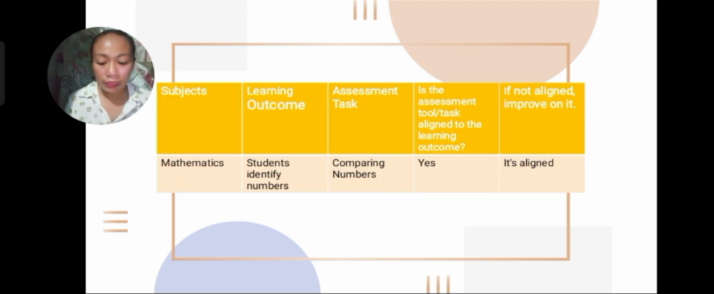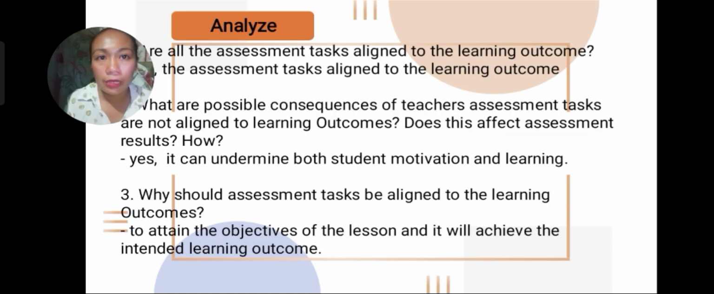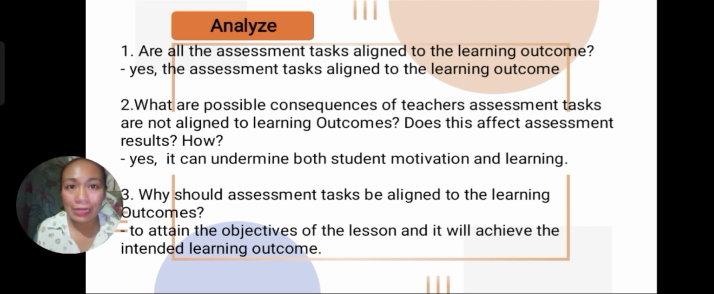So the first activity is to observe at least classes of any subjects, physical, biological science, math, or English. And then you will provide the learning outcome, assessment task, and whether the assessment task or tool is aligned to the learning outcomes. So the subject is mathematics, the learning outcome is students identify numbers, the assessment task is comparing numbers, and the assessment is aligned to the learning outcomes. So here is my analysis. Are all the assessment tasks aligned to the learning outcome? Yes, the assessment tasks align to the learning outcome.